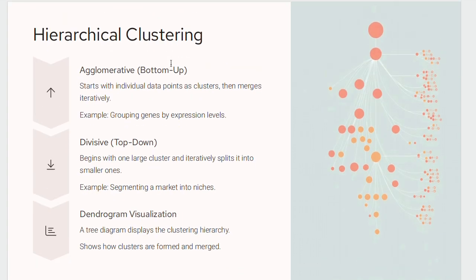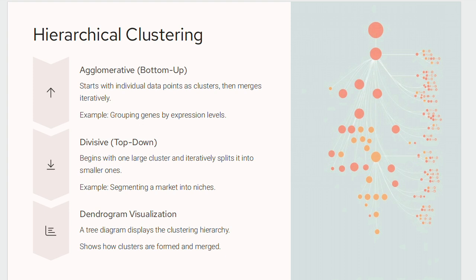Next one is hierarchical clustering. In that, agglomerative, divisive, and dendrogram. Agglomerative is bottom up. Hierarchical clustering builds a tree-like structure of clusters where small clusters merge into bigger ones, or one big cluster is split into smaller ones. Agglomerative, bottom up: start with individual data points as clusters, then merge iteratively.